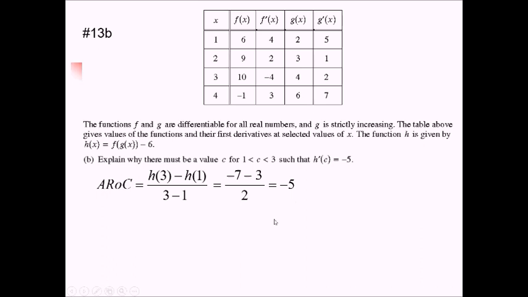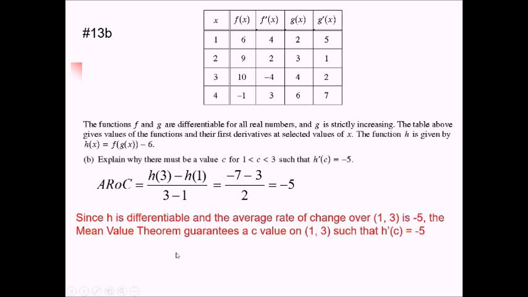But we're not out of the woods yet. We need to write a coherent justification sentence. So we're going to start with the premise that h is differentiable. Now, we don't have to prove this again because we already proved it back in part A by saying that h was a composition of f and g, both of which are differentiable. So again, if the functions that you're composing, plugging into each other, are differentiable, the function that results is differentiable. So since h is differentiable, and the average rate of change, which we just found, over 1 comma 3 is negative 5, the MVT guarantees a c value on the open interval 1 to 3 such that h prime of c equals negative 5.